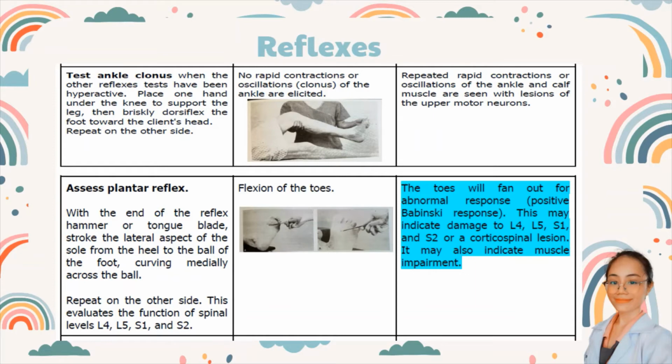For the abnormal findings, the toes will fan out, which would indicate a positive Babinski response. This may indicate damage to L4, L5, S1, and S2, or a corticospinal lesion, and it may also indicate muscle impairment.